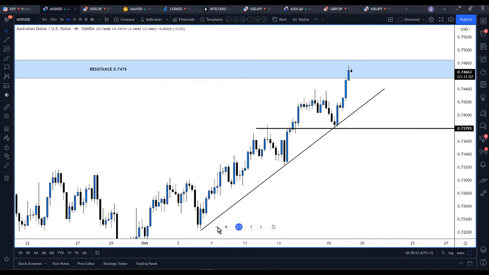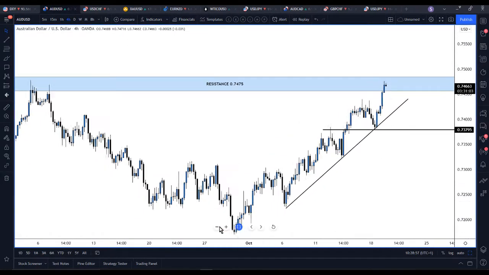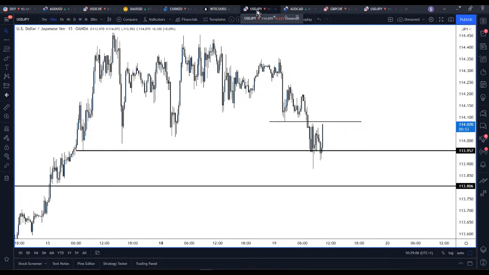So that's hit target, and we put that in Telegram on Sunday before the market opens. So fantastic if you took advantage of that analysis. Let me just have a little look at yen pairs at the moment.